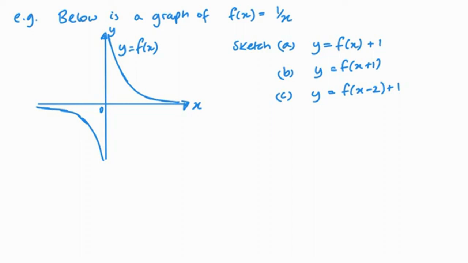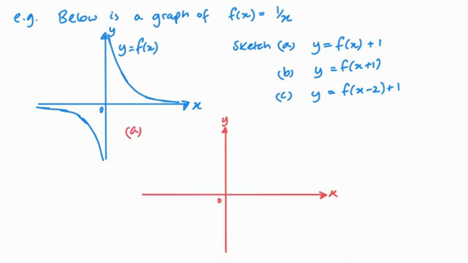Now in this example we're looking at f of x equals 1 over x. And what I also know about this type of graph is that it contains 2 asymptotes. So I've got an asymptote here on the y-axis and an asymptote here on the x-axis. And when I'm translating my graphs, I also have to translate those asymptotes. So let's have a look at the first one.